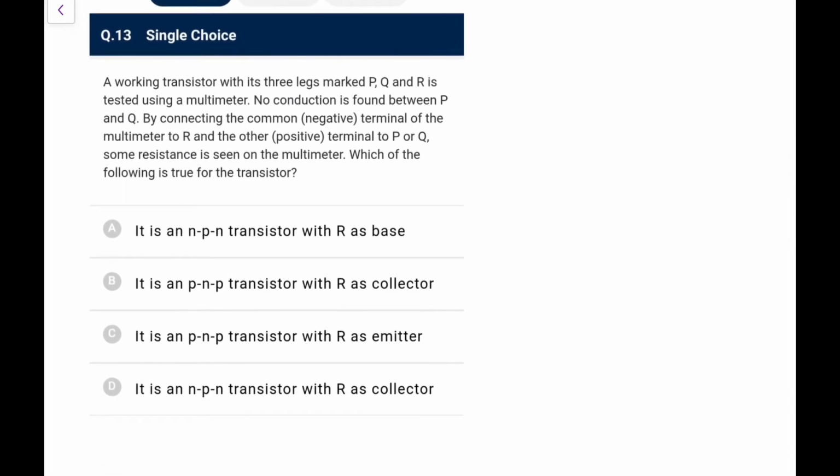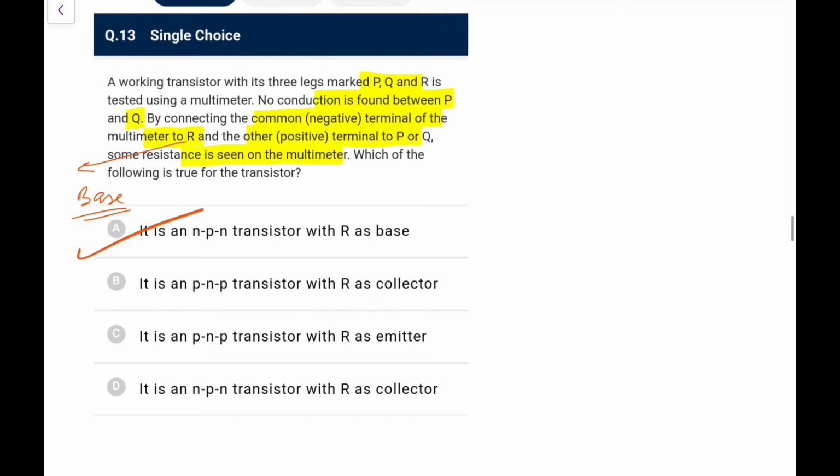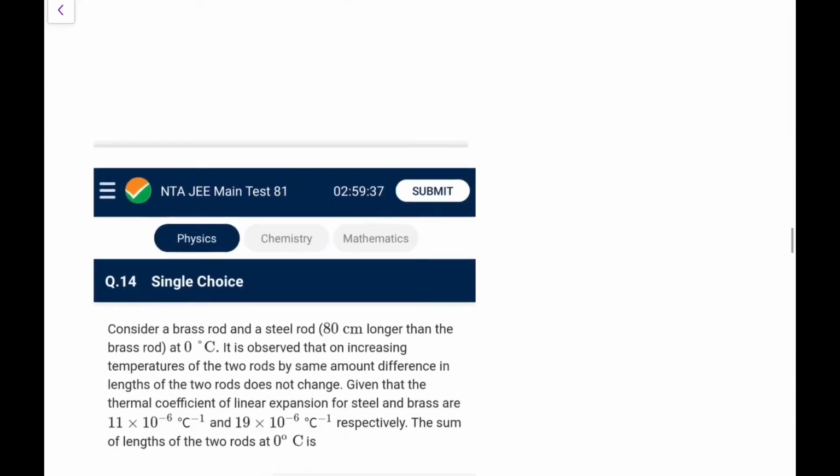Next, a working transistor with its 3 legs P, Q, R is tested by a multimeter. No conduction is found between P and Q. By connecting the common negative to R and the other to P or Q, some resistance is seen in the multimeter. Which of the following is true? So first of all, this R is base for sure. You can make P and Q no conduction because they were of the same type, and for R and P, and Q you are having some conduction, so it would definitely be the base. Now conduction is seen here. Which of the following is true? So R is base, so we are left with only one option. We can go for A. This is only with R as base, that is the only thing we can go for. So R will be the base.